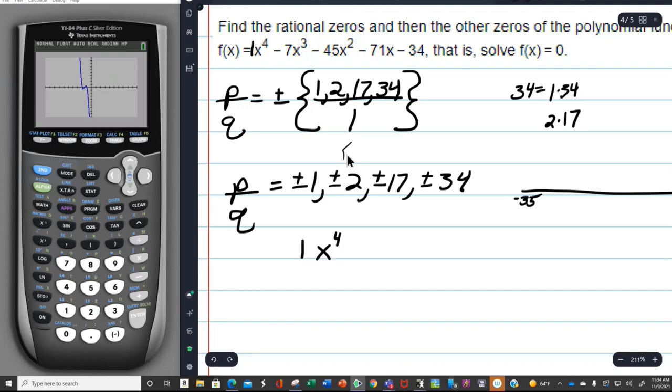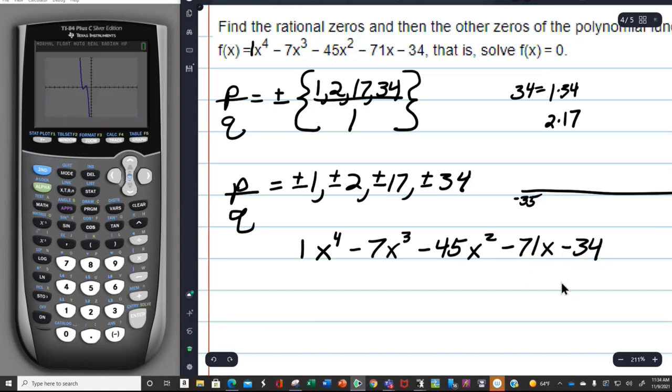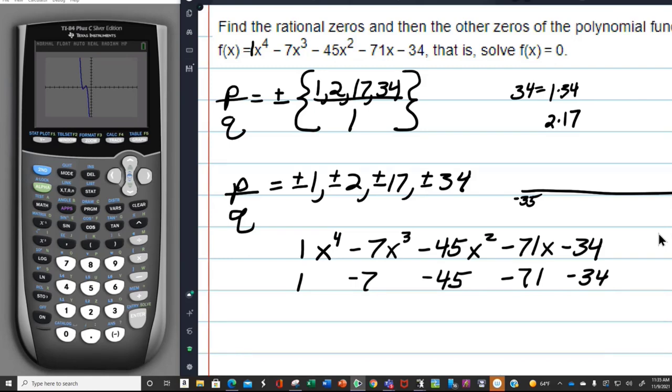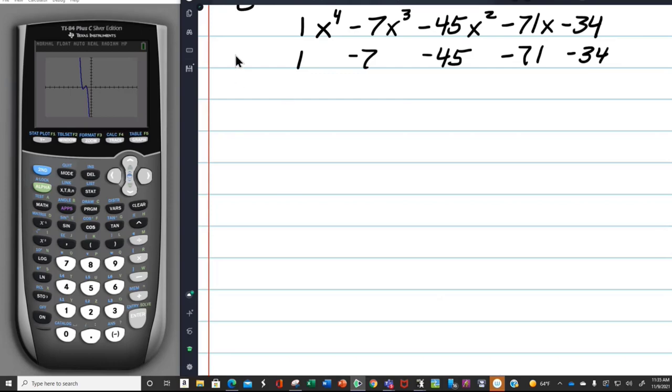1x to the fourth. I didn't mean to put that there. One x to the fourth minus 7x to the third minus 45x squared minus 71x minus 34. And my first guess is going to be negative 1. Oh, but first. Okay. Make sure those match. All right. And here's negative 1.